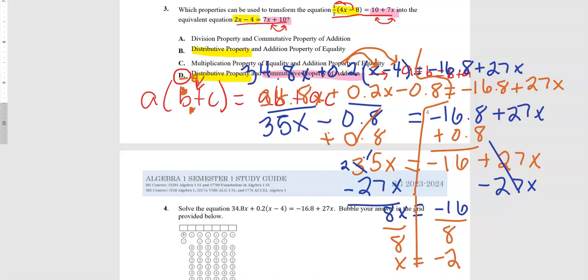Now to fill in this bubble chart, you're going to do a better job on your bubbles than I did, but basically I put my negative here first and my 2 in the next box. You color in and fill in just the circle for the negative and then just the 2 in that first box. You can leave the rest of the boxes blank, but that's how you fill in that bubble chart.